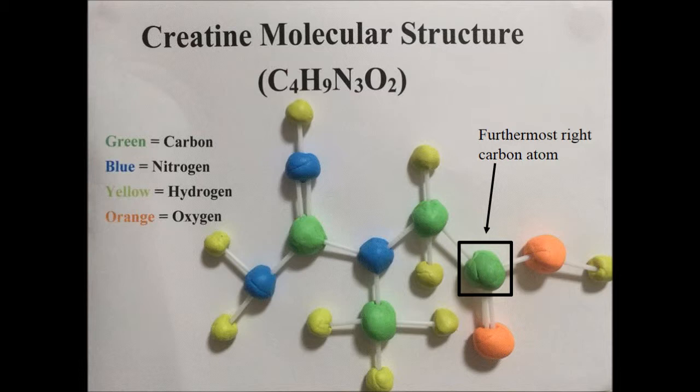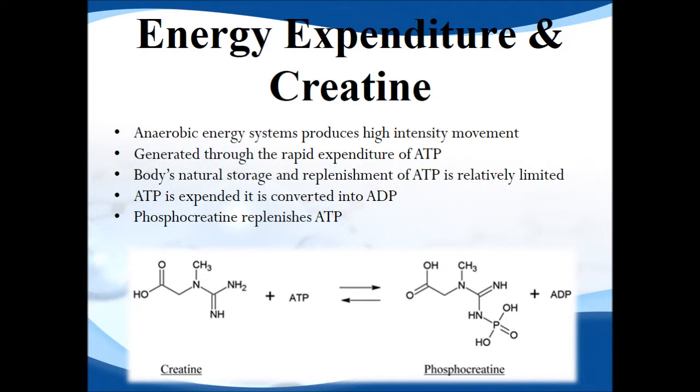to a hydrogen atom. The anaerobic energy system is responsible for producing high-intensity movement, which is generated by the muscle through the rapid expenditure of ATP. The body's natural storage and replenishment of ATP is relatively limited, and therefore an individual can only perform at these intensities for a short period of time.